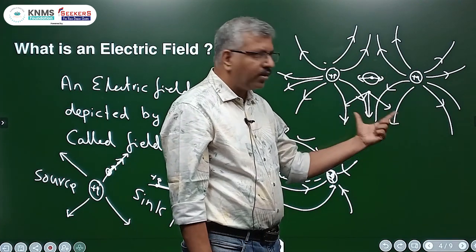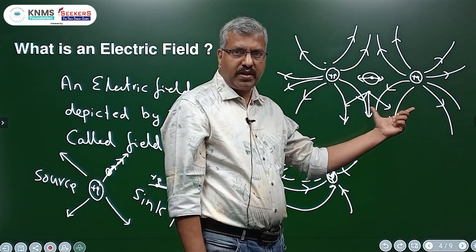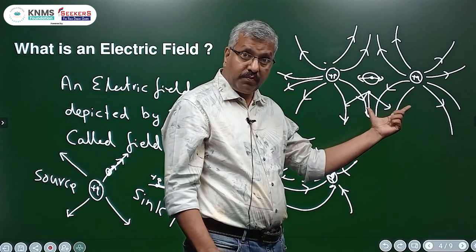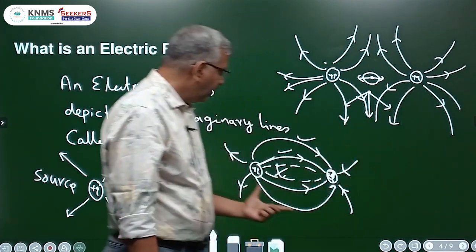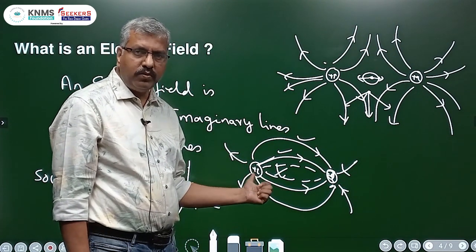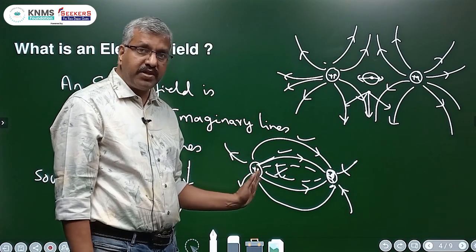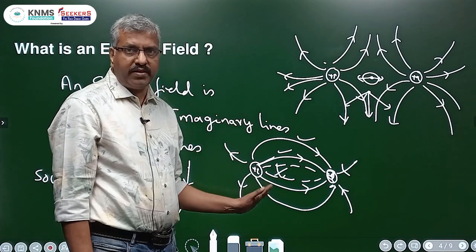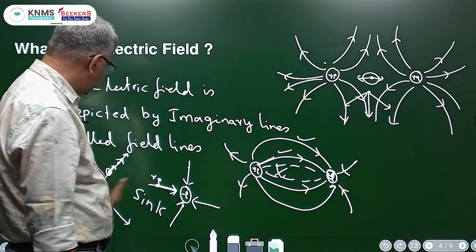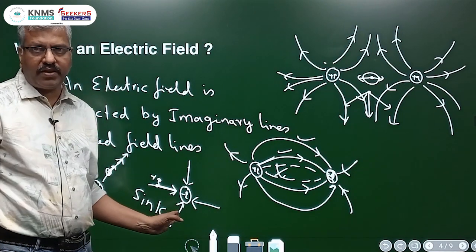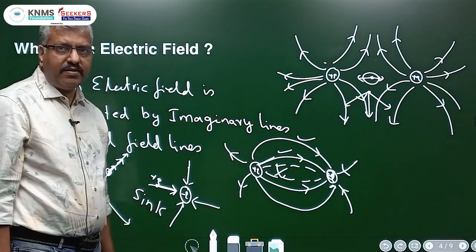So this is how you would draw the field lines for two positive charges separated by distance, two equal positive charges separated by distance. This is how you will draw the field lines for two charges which are equal in magnitude but opposite in sign. Okay. So this is for a positive charge and a negative charge alone. So these are field lines.